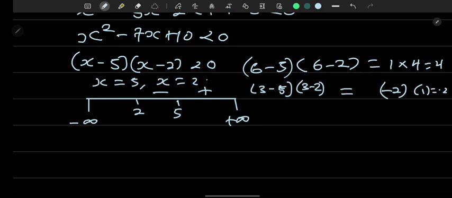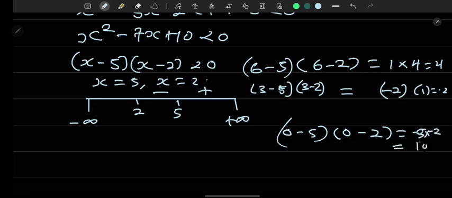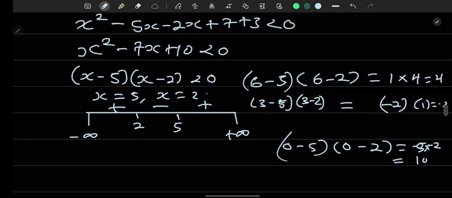And the last one here, minus infinity to 2, so numbers less than 2. So we can pick minus 1 or 0. Let's put 0 there. So that's 0 minus 5. We are putting it here, don't forget. Then 0 minus 2. So minus 5 times minus 2, and this is 10. So this is positive.